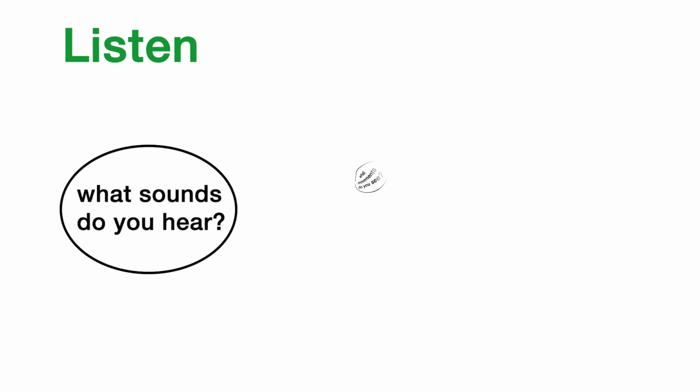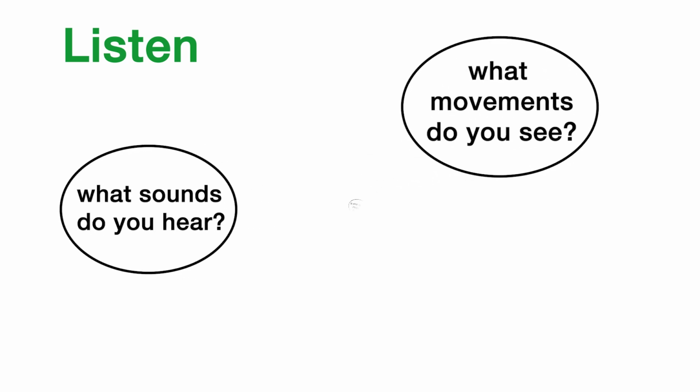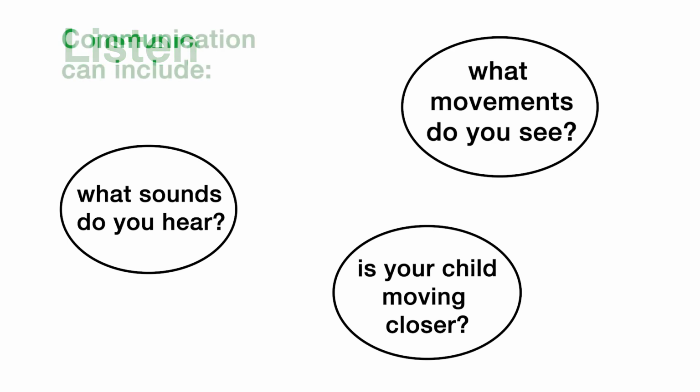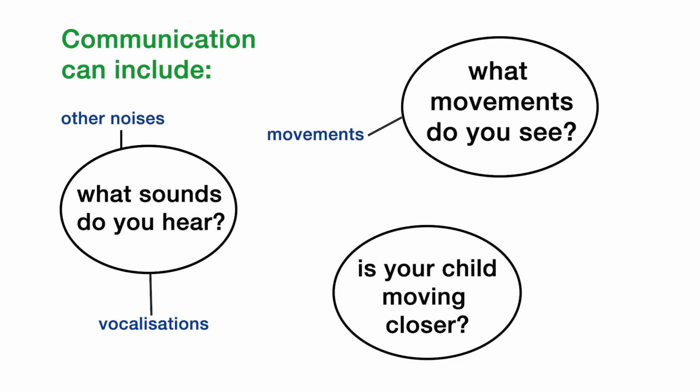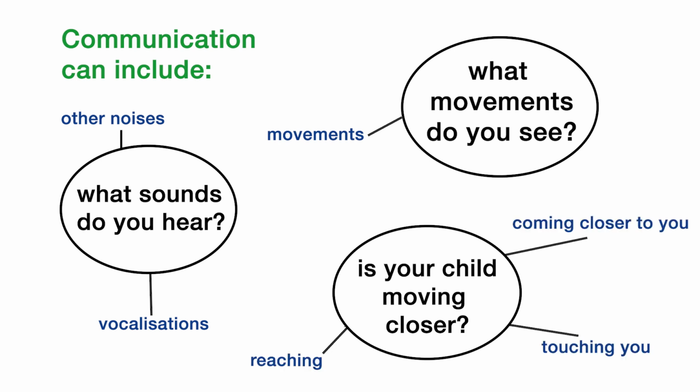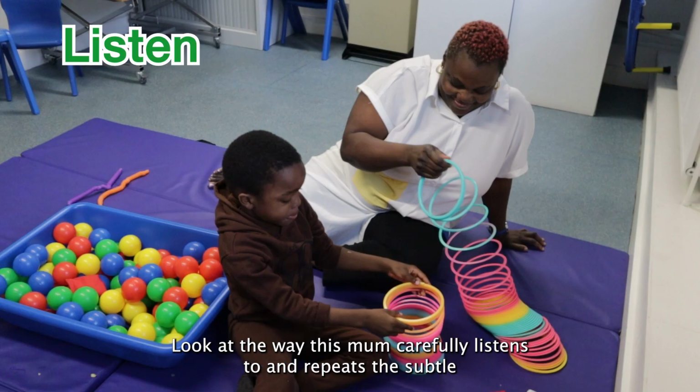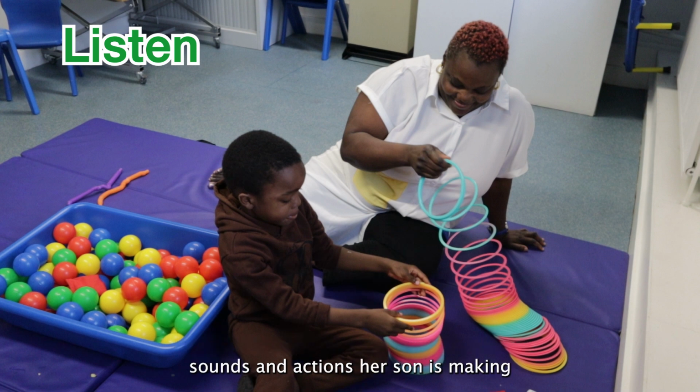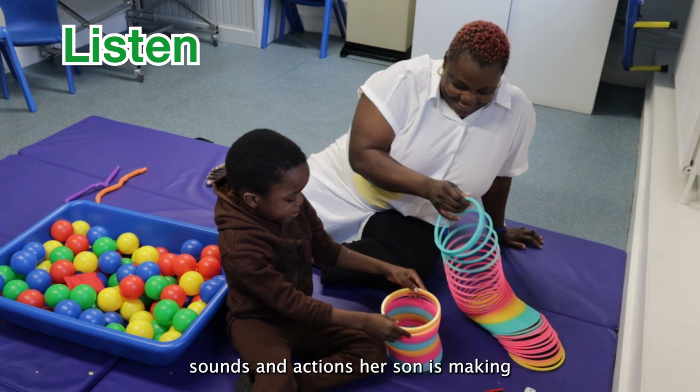And listen. What sounds do you hear? What movements do you see? Is your child moving closer? Communication can include vocalizations, other noises, movements, coming closer to you or touching you, and reaching. Look at the way this mum carefully listens to and repeats the subtle sounds and actions her son is making.